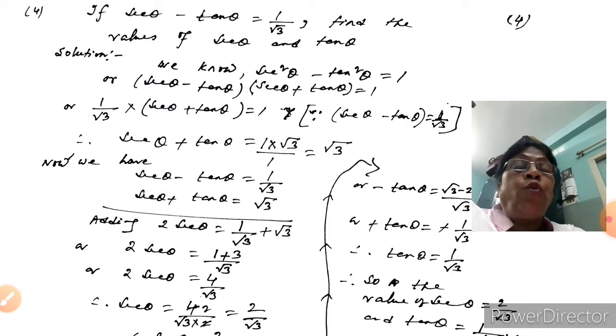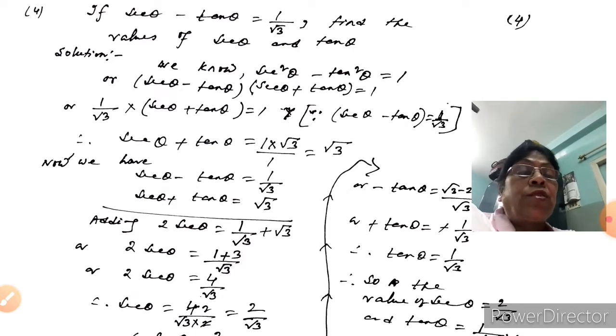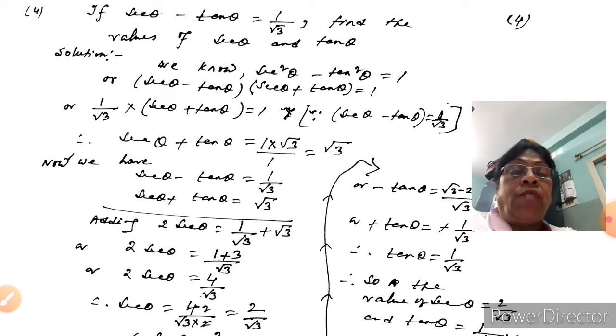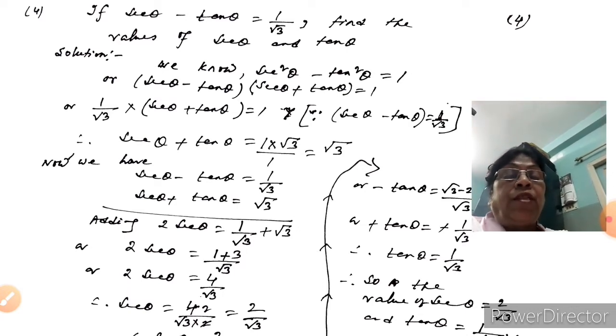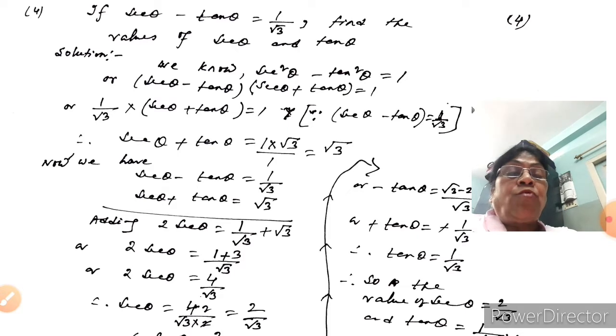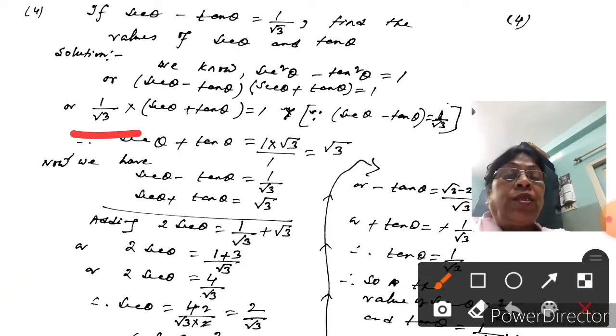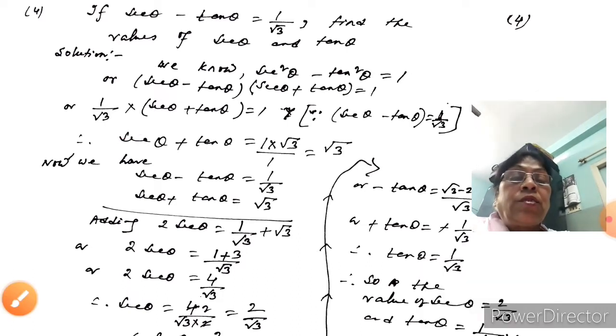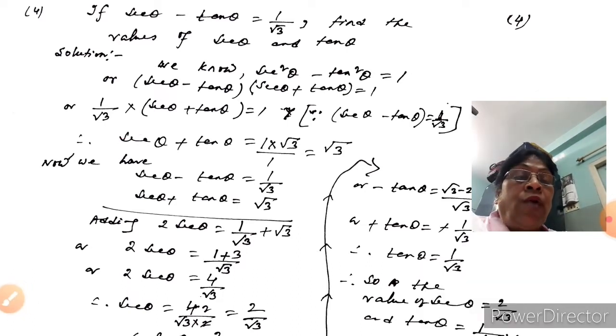Coming to the solution. We know sec²θ − tan²θ = 1. This is on the basis of the square relation. So we write (sec θ − tan θ)(sec θ + tan θ) = 1. The value of sec θ − tan θ is already given as 1/√3. Putting that value into the equation, sec θ + tan θ = 1 × √3/1 = √3.